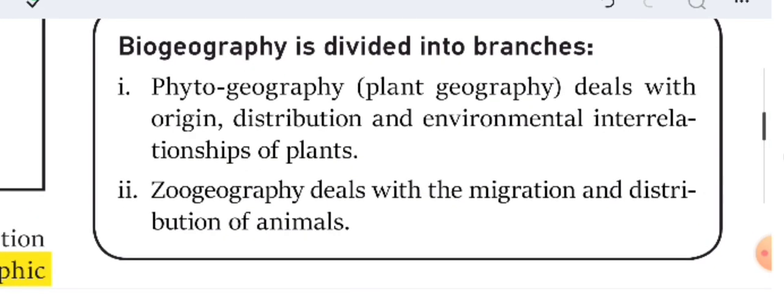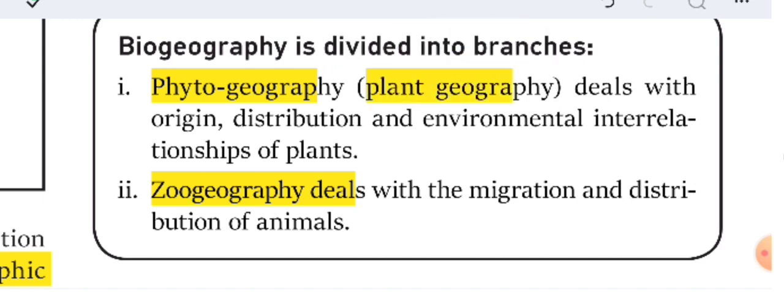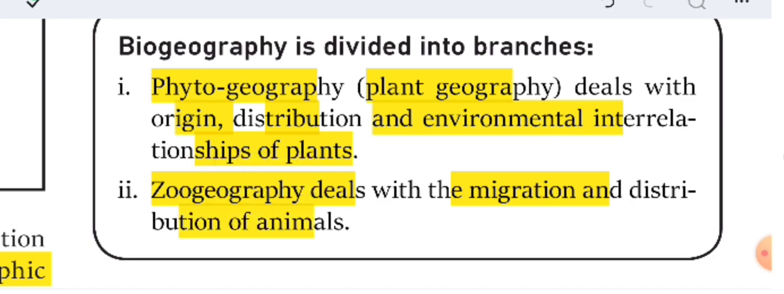Okay, now biogeography is divided into two branches. First is phytogeography, second is zoogeography. Phytogeography or plant geography deals with the origin, distribution and environmental interrelationship of plants. Phyto means plant. Now zoogeography, as the name suggests, zoo means animals, right? So it deals with the migration and distribution of animals.